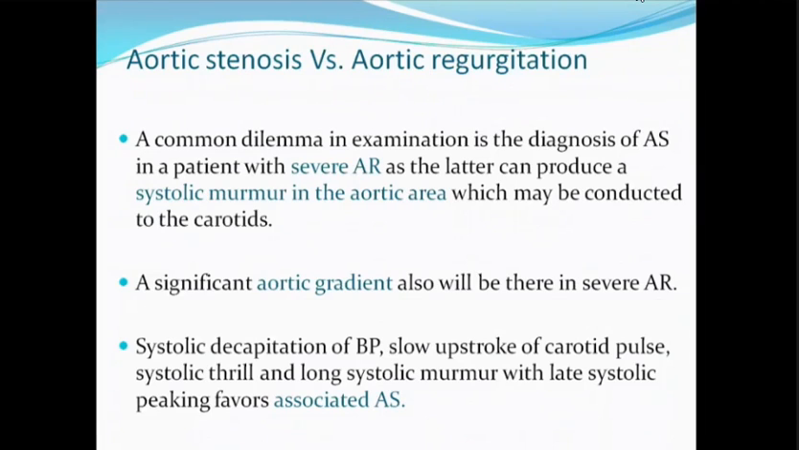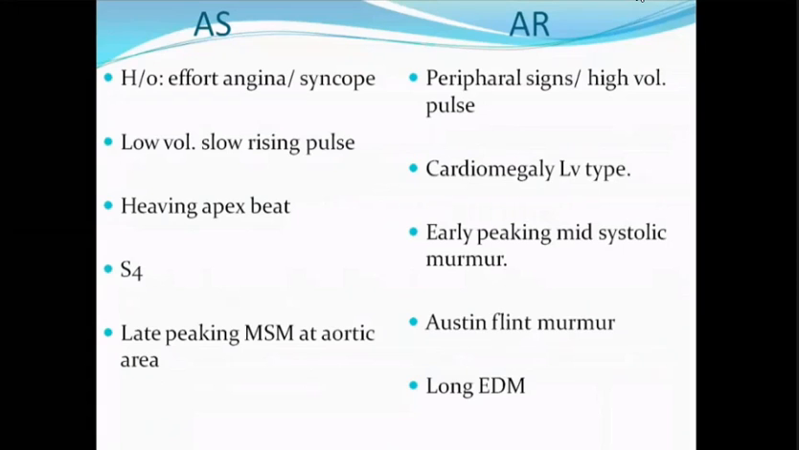So systolic decapitation of BP, slow upstroke of carotid pulse, and systolic thrill and long systolic murmur with late systolic peaking favor the associated aortic stenosis. If this type of feature is also present in a patient with AR, then we can say this type of patient has AS plus AR. Then these are the differentiating features by which we can consider whether significant aortic stenosis is there or significant or predominant aortic regurgitation is there.